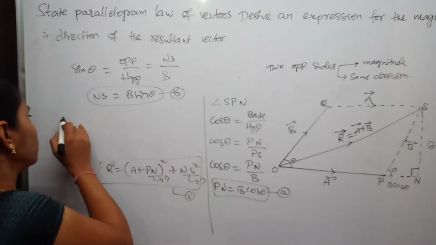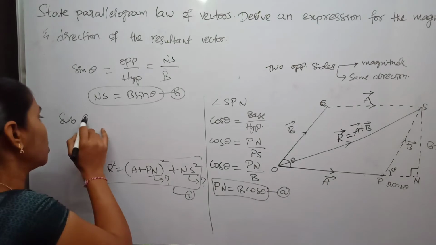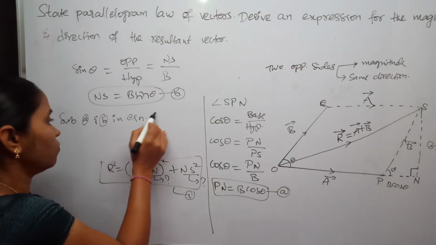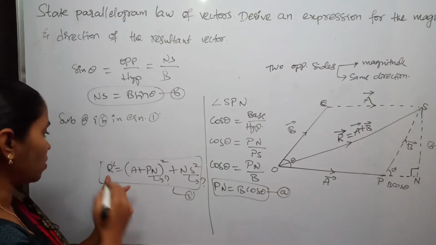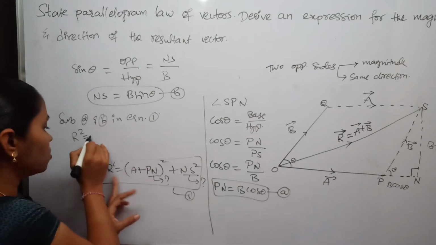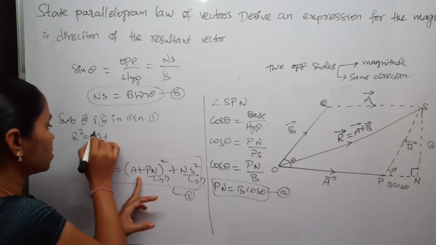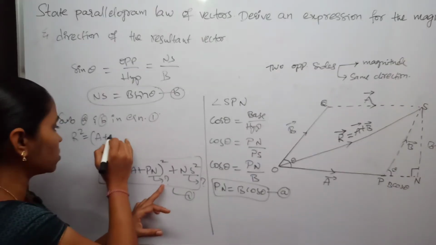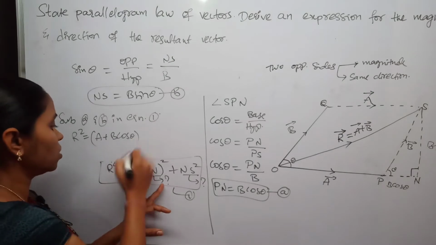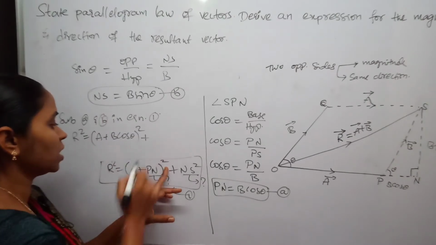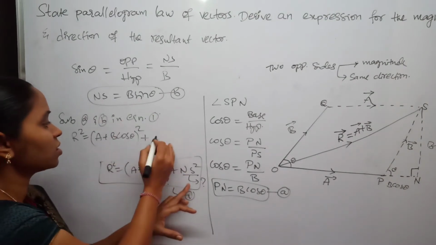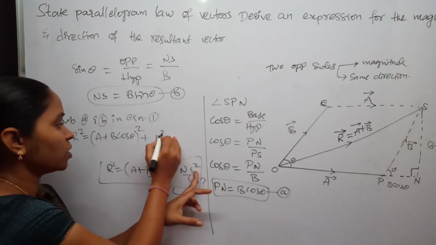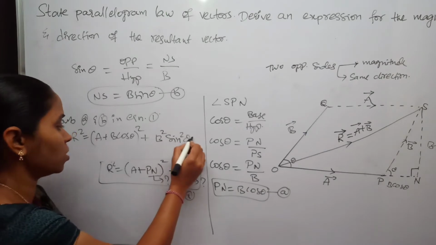Now substitute equations A and B in equation 1. Okay, R square is equal to A plus, what is PN? It is equal to B cos theta, whole square, plus, what is NS? It is B sin theta. We have square here, therefore B square sin square theta.